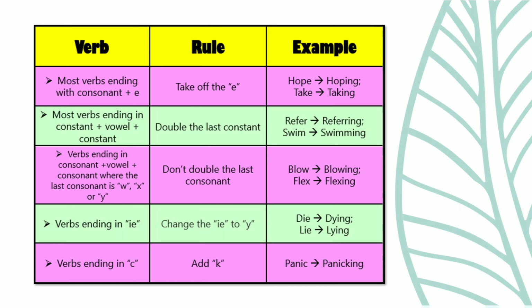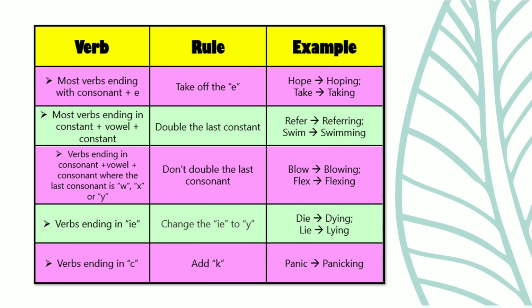Verb: most verbs ending in consonant plus vowel plus consonant. Rule: double the last consonant. Example, refer, referring. Swim, swimming. Verb: verbs ending in consonant plus vowel plus consonant where the last consonant is W, X or Y. Rule: don't double the last consonant. For example, blow, blowing. Flex, flexing.